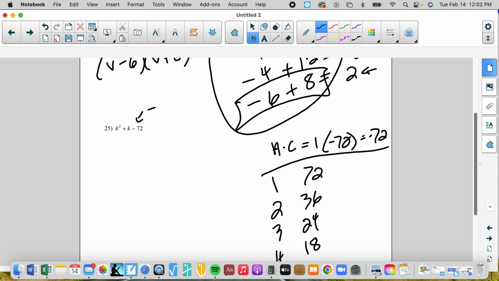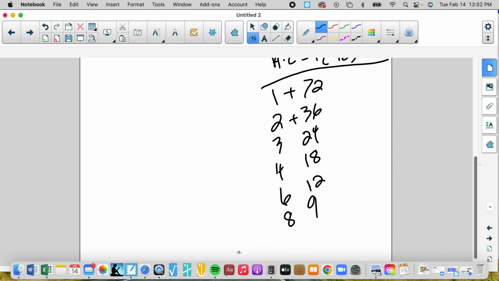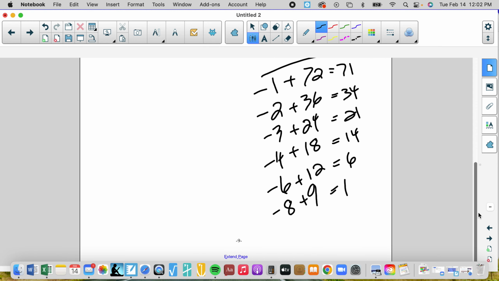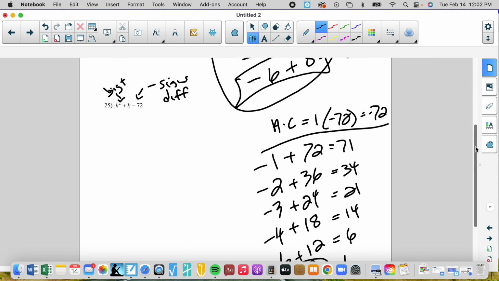So, since this is negative, we know the signs are different. And we look here, and the bigger is going to be positive. So remember, all my biggers are on the right side. So all of these are going to get positives, and the signs are different. So if the right side is positive, the left side has to be negative. That gives me 71, 34, that gives me 21, 14, 6, and 1. My middle is equal to 1, so I know that my outside and inside is -8 and +9.